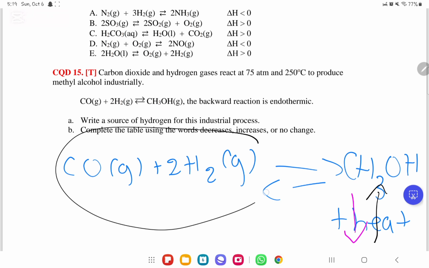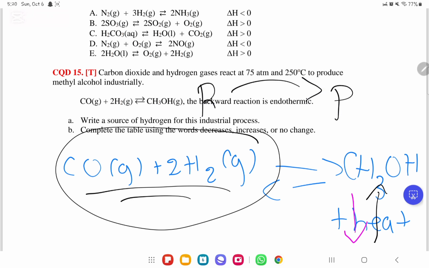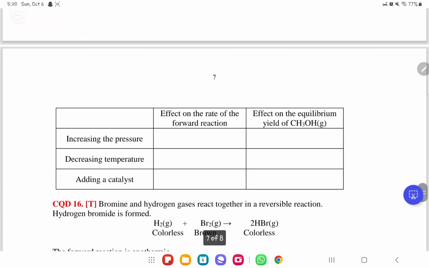We need to take heat from the reactants. So now the reactants are giving to the products. So since the reactants are giving to the products, it's a forward reaction. So the rate of forward reaction increases after decreasing the temperature. Since the rate of forward reaction increases, the reactants are giving to the products, and CH3OH is our product. So consequently, it will increase as well.